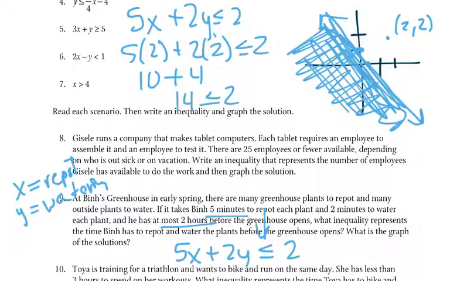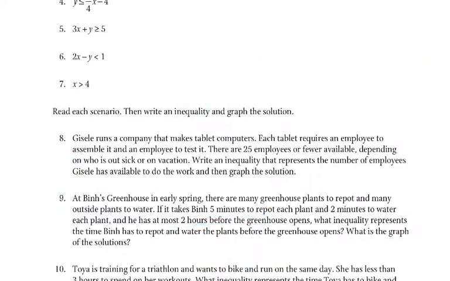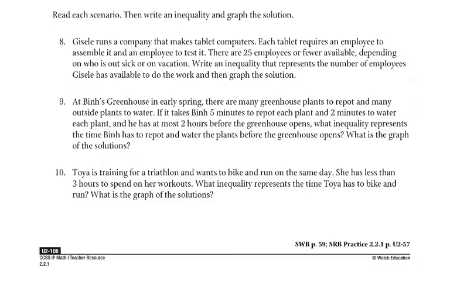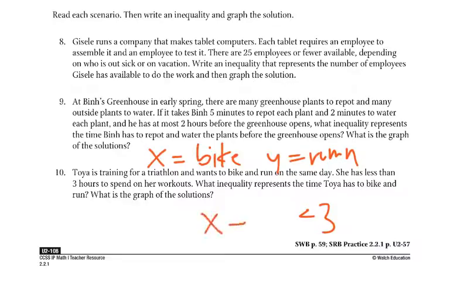Alright, and number 10 now. Okay, Toya is training for a triathlon and wants to bike and run on the same day. She has less than 3 hours to spend on her workouts, so we know it's going to be less than 3 hours, because it didn't say equal to, it just said less than. What inequality represents the time Toya has to bike and run? So let's call x biking, y running. So basically just the time biking and the time running, x plus y, would be less than 3.